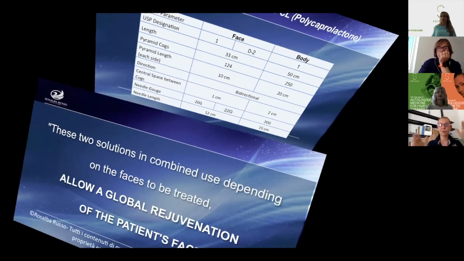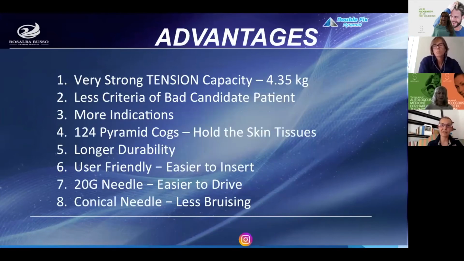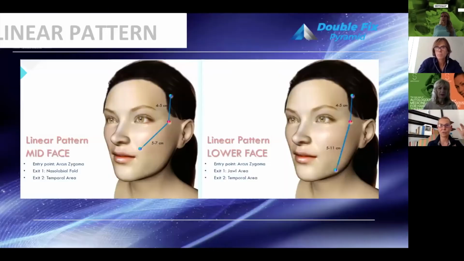So these two solutions can be used in combination, depending on the phase to be treated, and give a global rejuvenation of the patient's face. The advantages of this thread are a very strong tension capacity, fewer criteria of bad candidate patient, more indications, longer durability, user-friendly and easier to insert, and a conical needle, so you have less bruising in this case.